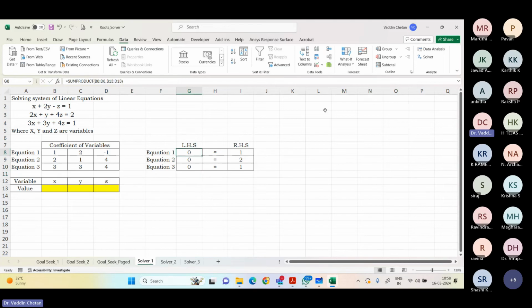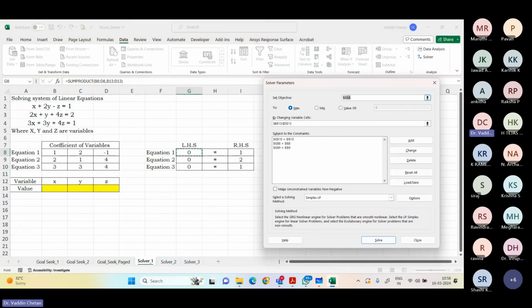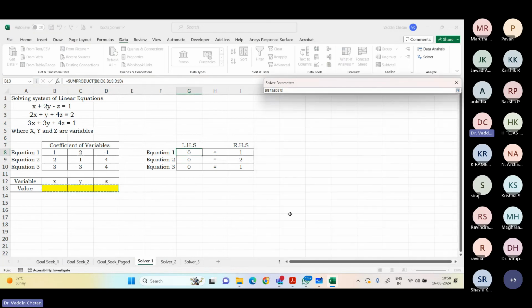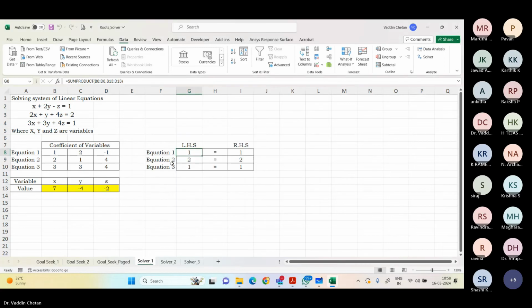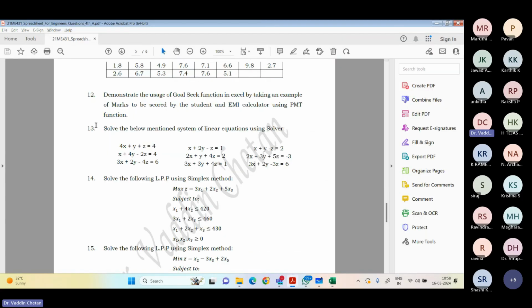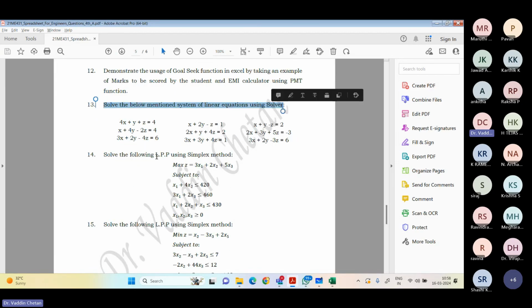Now I will go with the solver. I have set my condition here, objective here, by changing the cells, these three. I have already given the constraints, that is G8 is equal to I8, G9 is equal to I9, and G10 is equal to I10. Click on solve. I got 7, minus 4, 2. This is how we can solve the below mentioned linear equations by using solver.